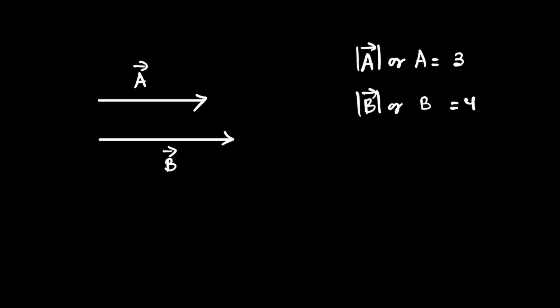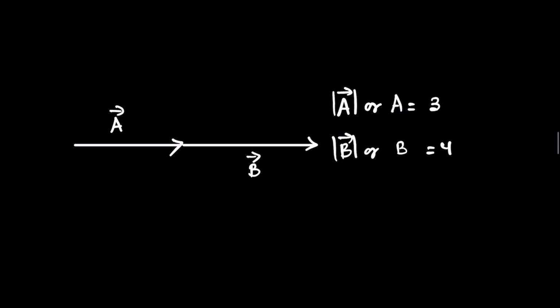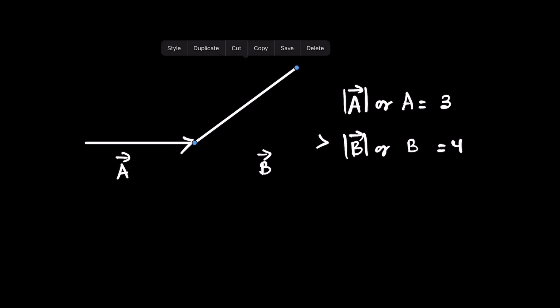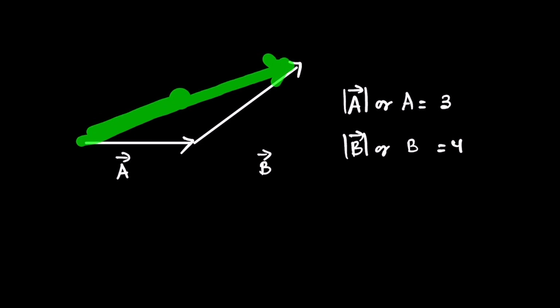The shortcut method is you simply add them. But let's apply the triangle law or parallelogram law. Here I'll apply the triangle law. Place the tail of B at the head of A, head to tail. Where is the resultant? This will be the triangle, the resultant.